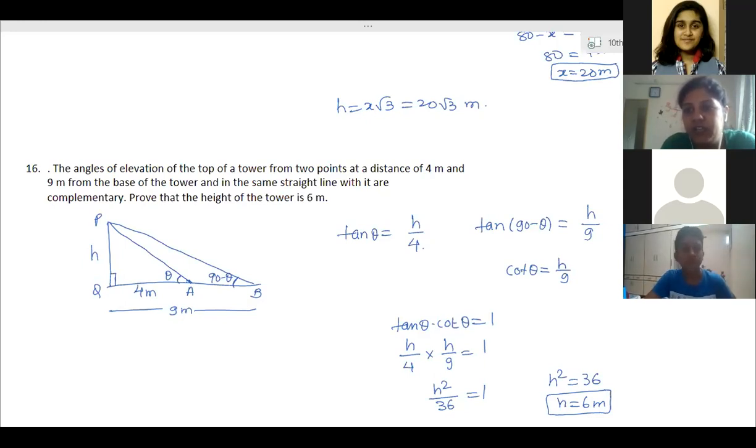RD Sharma, identities, only identities. And the science test, metals and non-metals, Saturday. Saturday evening 7 o'clock, metals and non-metals test. Okay, and Sunday morning, trigonometric identities, RD Sharma solved questions. Only solved, no questions from the exercise. Okay, thank you, ma'am.